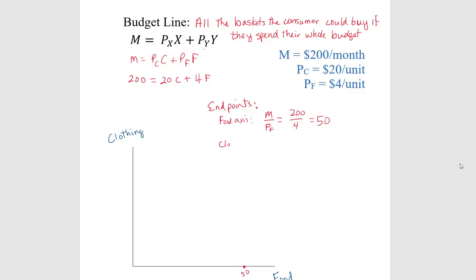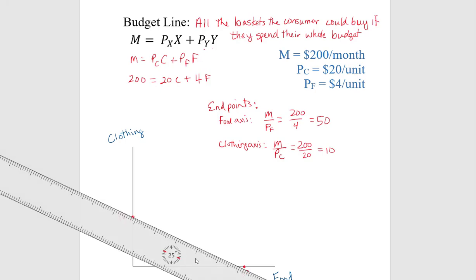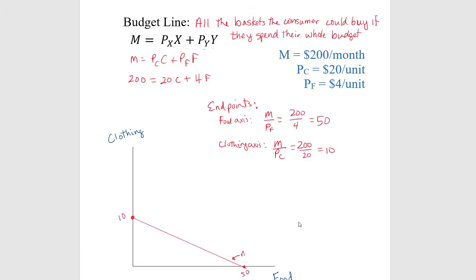The clothing axis, I would do the same kind of thing. Income over the price of clothing, or 200 divided by 20. If we spent all of our money on clothing, we could buy 10 units of clothing. If we connect those two dots, we will have our budget line. This is our budget line when our income is $200. The budget set is all of this stuff less than or equal to that budget line.